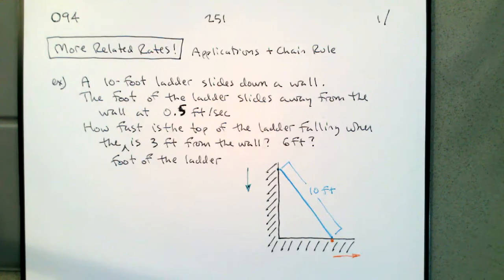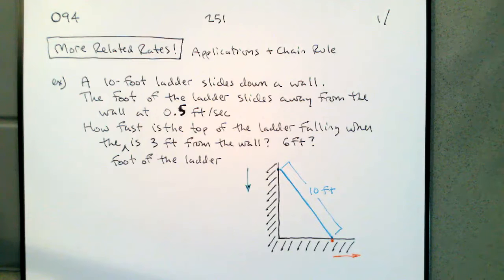Today, we want to talk about another classic problem from the greatest hits album of Calculus 1. And this is the ladder sliding down a wall related rates problem. So here's the situation. A 10-foot ladder is sliding down a wall. The foot of the ladder is going to slide away from the wall at a constant half a foot per second. And we want to know how fast the top of the ladder is sliding down the wall at a certain point.